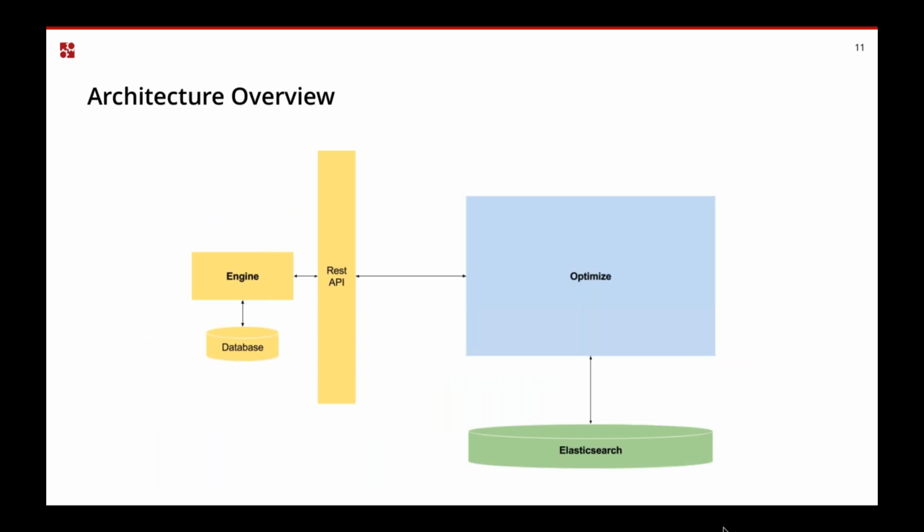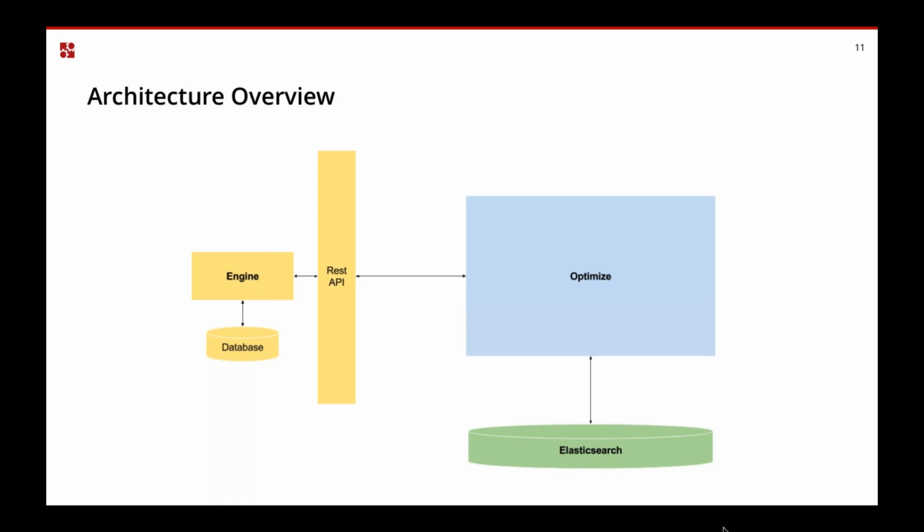In order to explain that, we need to understand the architecture of Optimize a little bit better. This is why we are back now in the presentation. On the left-hand side, you can see the Camunda engine with its relational database. On the right-hand side, you can see Camunda Optimize. How is this data stored in Optimize? We store that by default in Elasticsearch.